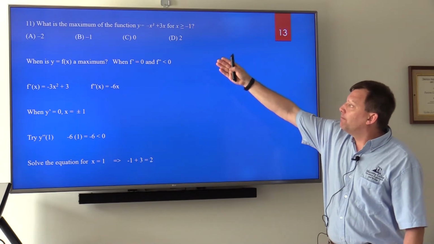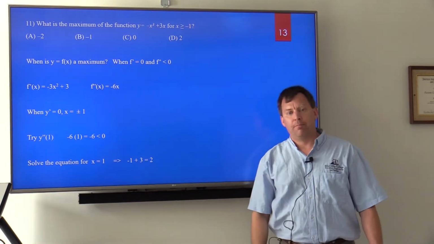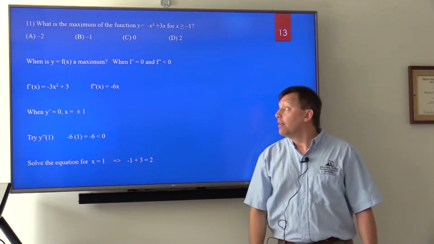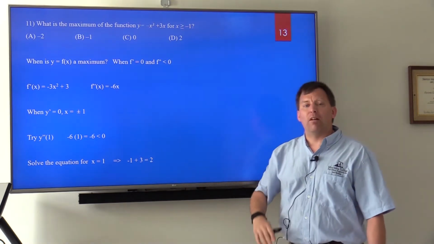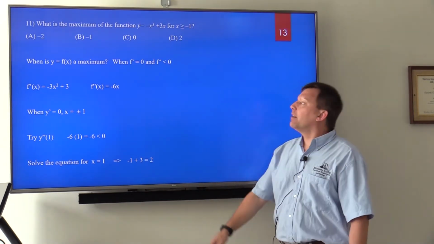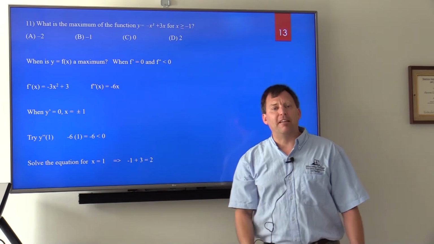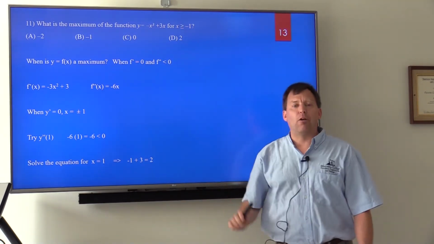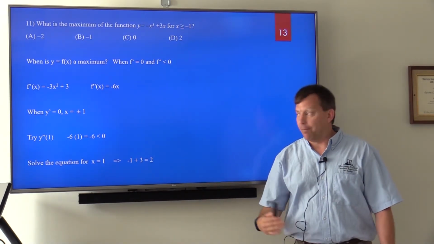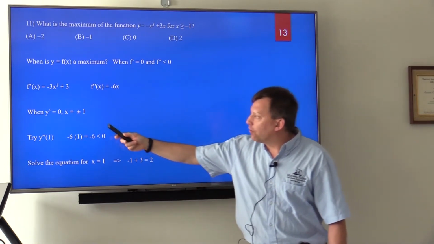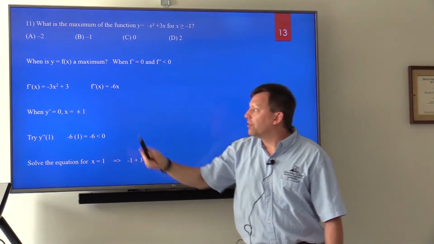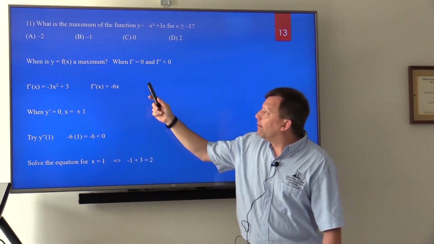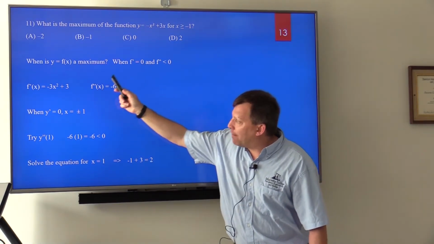Here we have a function. We want to know what the maximum of this function is. Before we can even do that, we need to know what the definition of a maximum is. Again, it says when f prime is equal to 0 and f double prime is less than 0, that means we have a maximum. So the first thing we're going to do is take the two derivatives. We need to satisfy f prime equal to 0.